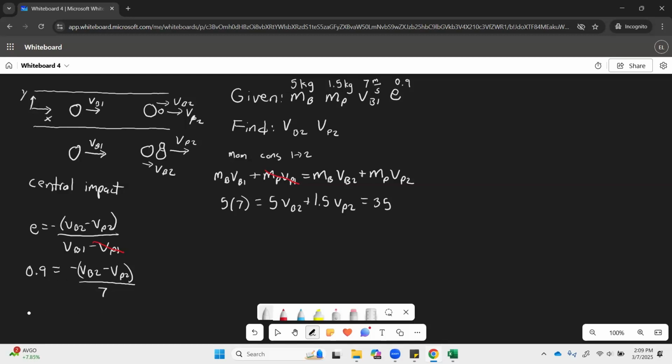So if we rearrange this, we'll have 0.9 times 7, which equals... sorry, this is 6.3. And then that's going to equal the negative VB2 plus VP2. We have this plus here because the negative sign right there canceled with that negative sign. And so now we have two equations, and we can solve these either by substitution or elimination.